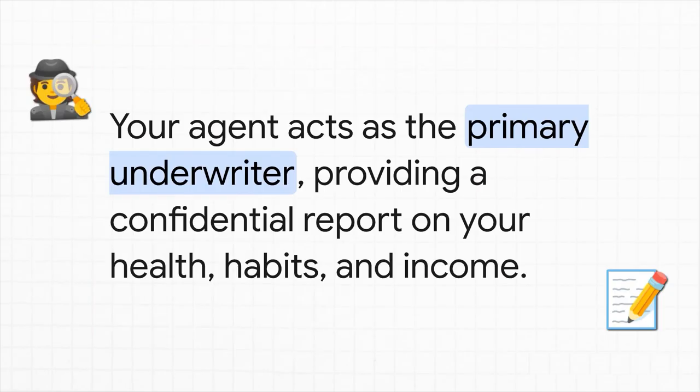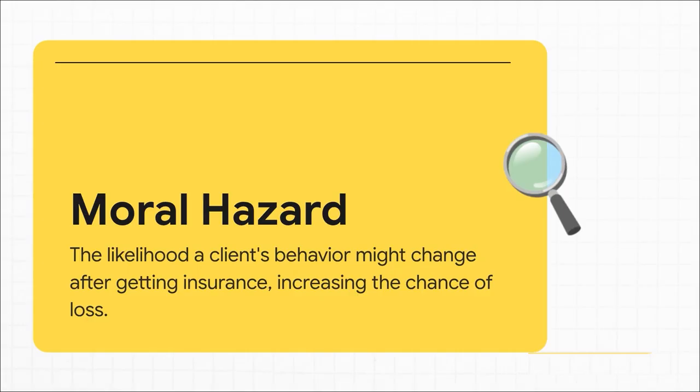Okay, this next one happens behind the scenes, so you probably won't even see it. It's the agent's confidential report. Your agent is kind of like the primary underwriter. They're the first line of defense for risk assessment. They write up a report on your lifestyle, your job, your finances, all to help the insurer avoid something called adverse selection, which really is just a technical term for accidentally insuring someone who is a way higher risk than they look on paper.